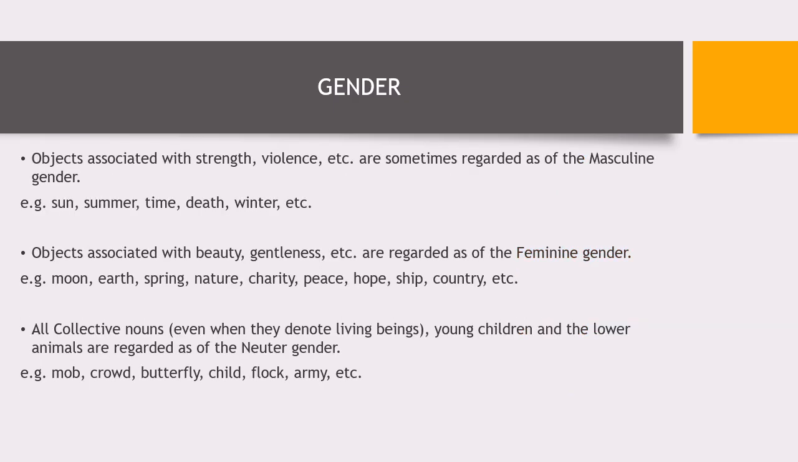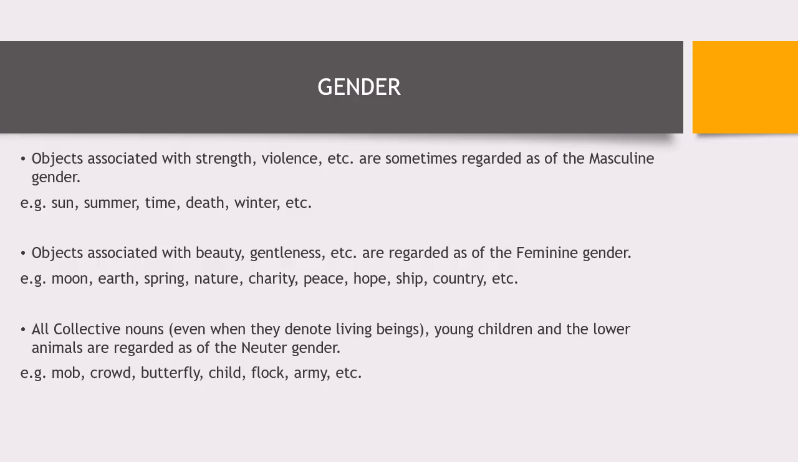Gender. Objects associated with strength, violence, etc. are sometimes regarded as of the masculine gender. For example, sun, summer, time, death, winter, etc. Objects associated with beauty, gentleness, etc. are regarded as of the feminine gender. For example, moon, earth, spring, nature, charity, peace, hope, ship, country, etc.